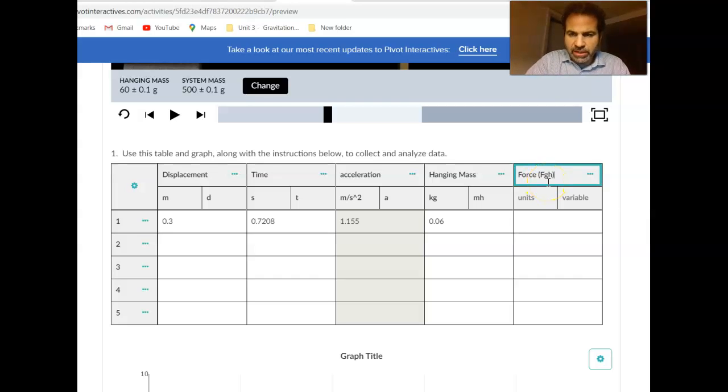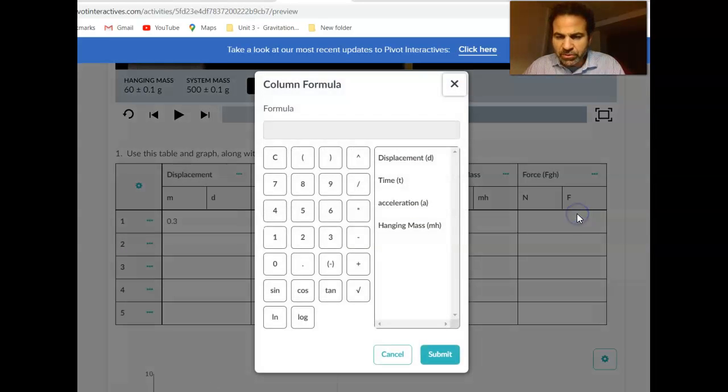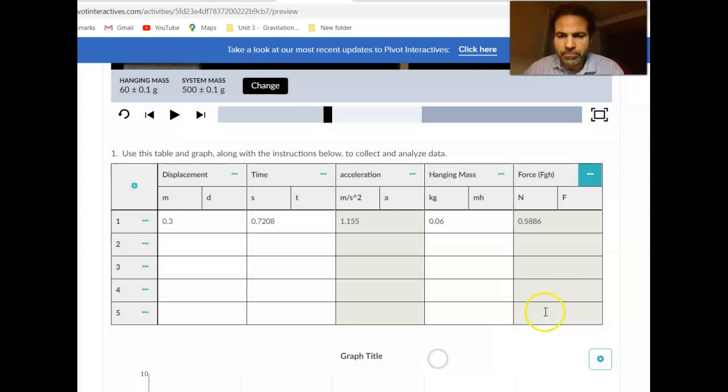Force of gravity of the mass hanging. Units are going to be newtons, and the variable we'll say F. And we can make a formula for this one too. We can just take the mass hanging and multiply by 9.81 meters per second squared. So that's mg, and that'll give us newtons, right? F equals mg. So now I can do my graph of force or acceleration as a function of force.